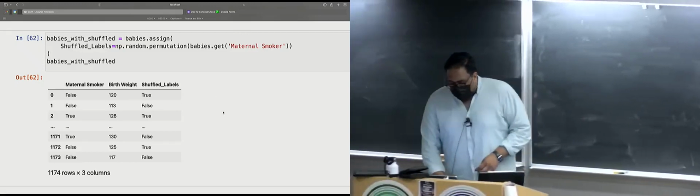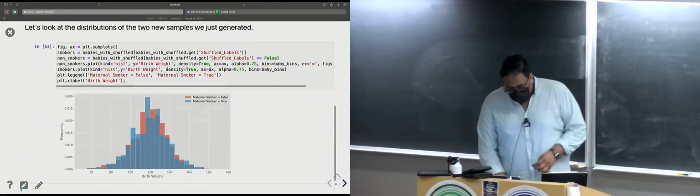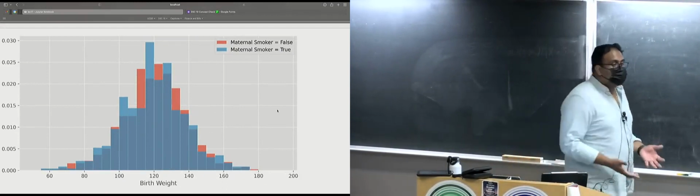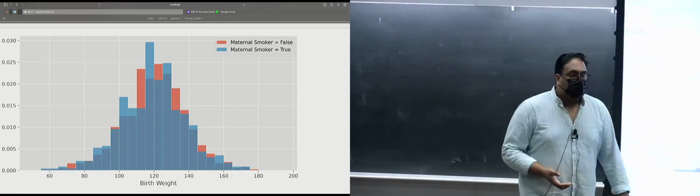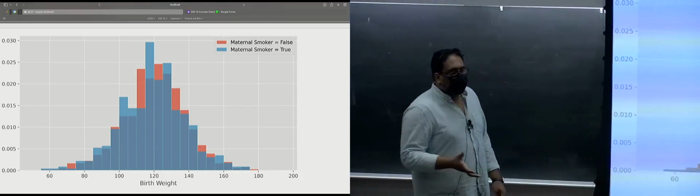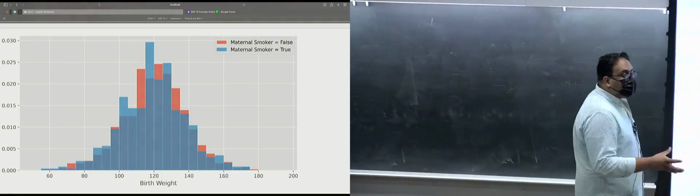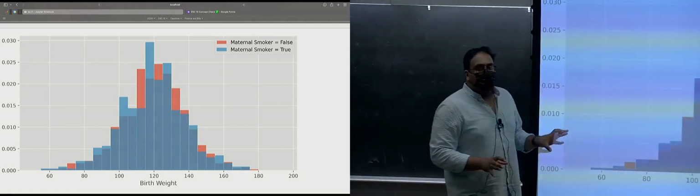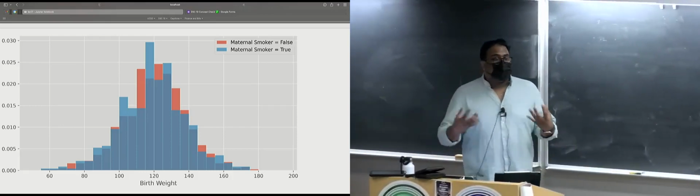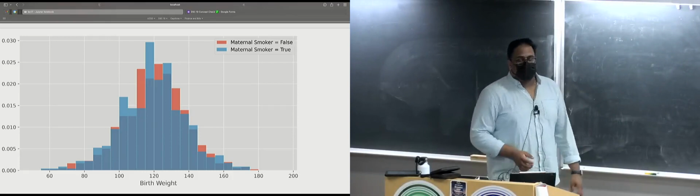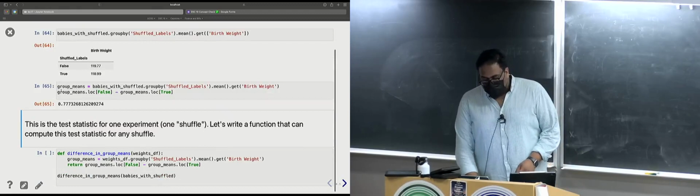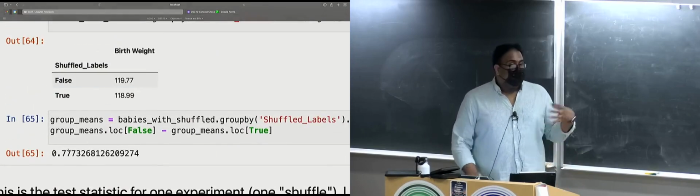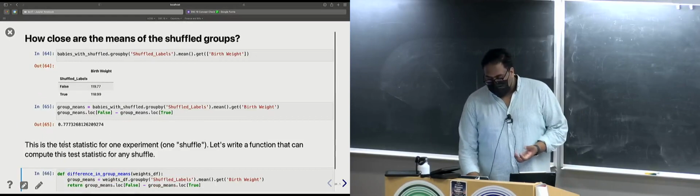Okay? And just to show you really quickly, now when I drew these 2 new samples and I plot their distributions, what do you notice? Yeah, they look much more similar than our 2 original samples did. Right? And that kind of makes sense, right? Under the null hypothesis, if these 2 samples came from the same distribution, we'd expect them to look pretty similar. Not identical, but pretty similar. And so we can compute the difference in group means for this one sample. It's 0.777. We can put that in a function.